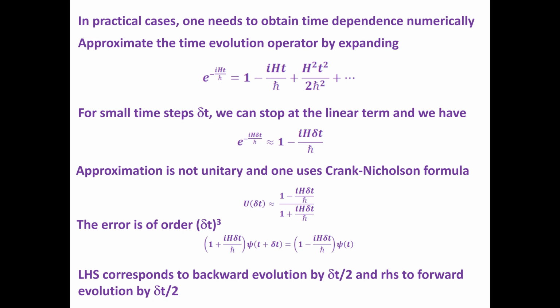How is it unitary? When you take U dagger, H is Hermitian. So it will be 1 minus iHΔt by 2ħ, or 1 plus iHΔt by 2ħ, and 1 minus iHΔt by 2ħ, you multiply. For U dagger, i goes to minus i, right? So this becomes plus and this becomes minus, so the two will cancel.